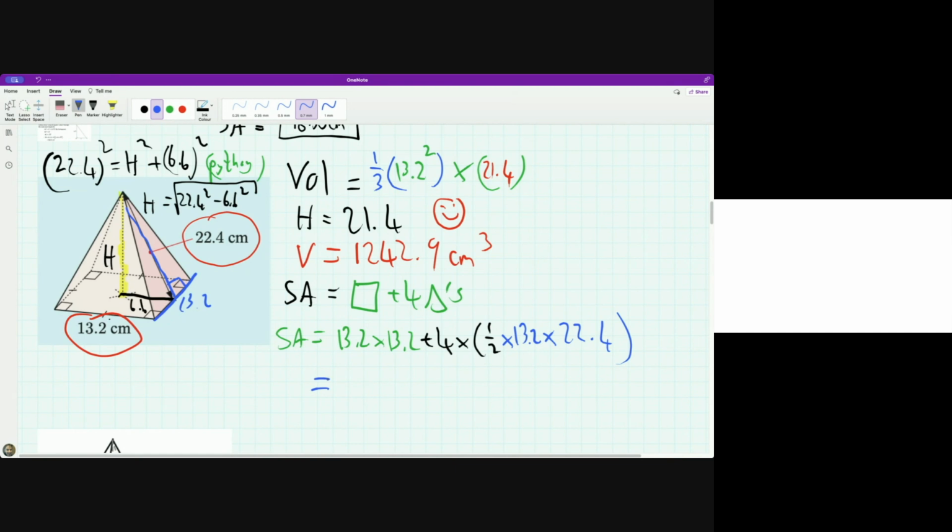Let's see what I get. 13.2 squared plus 4 times 0.5 times 13.2 times 22.4. I get 765.6, and the units will be centimeters squared. That's how many little squares you need to cover the outside of the shape and on the bottom.